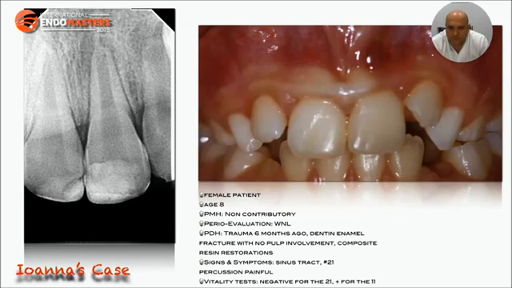A diagnosis of symptomatic apical periodontitis was made, and what would be your treatment approach here? The traditional way of treating such a case would be by disinfecting the white canal and placing calcium hydroxide until symptoms resolve. In a subsequent appointment, an MTA apical plug should be placed and a composite resin restoration over that.